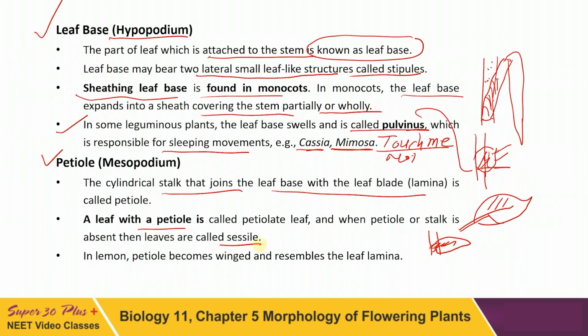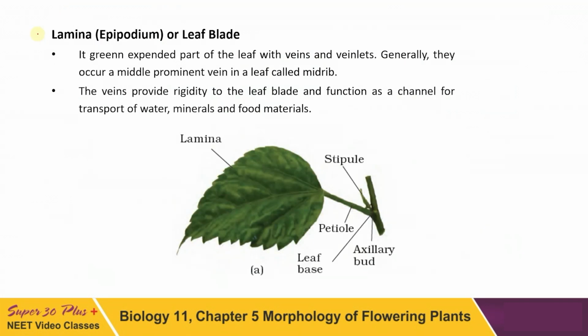Sessile leaf. Okay. In lemon, the petiole becomes winged and resembles the leaf lamina, a modification. Important point in lemon: the petiole has this winged shape and it resembles the leaf lamina. The third part is the leaf lamina, epipodium or leaf blade, which is the visible structure.